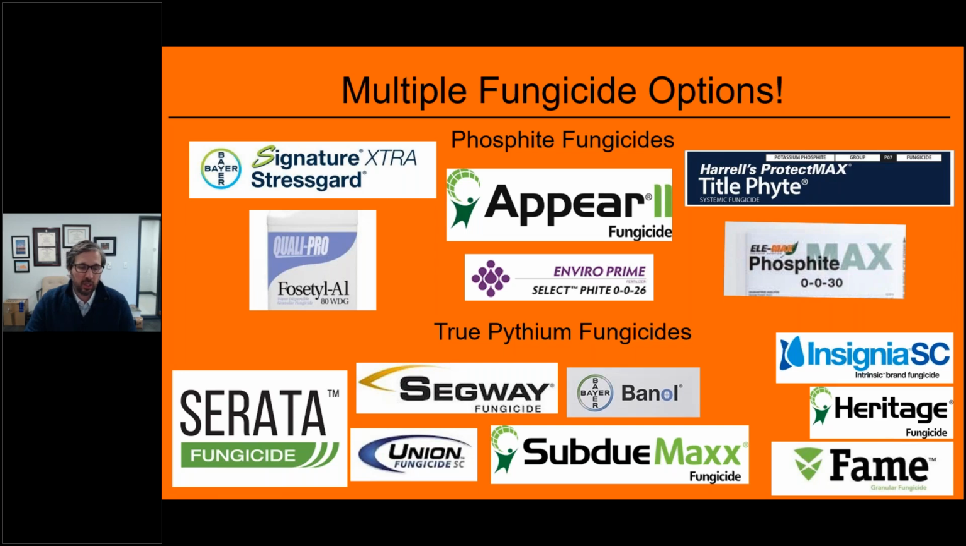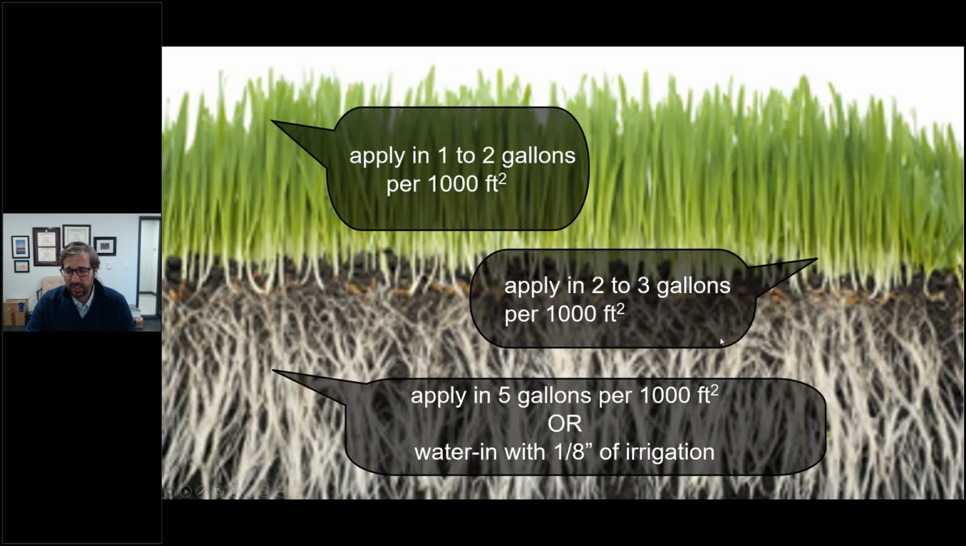And oftentimes, when we're thinking about building a program, I like to start with phosphites, and they can be hugely beneficial. And part of the start of that is just thinking about applications and where they are applied. So, we've talked about Pythium developing in the foliage. We've talked about Pythium developing in the roots.